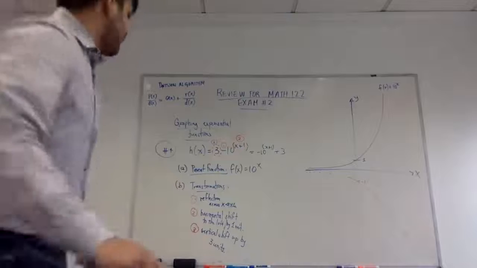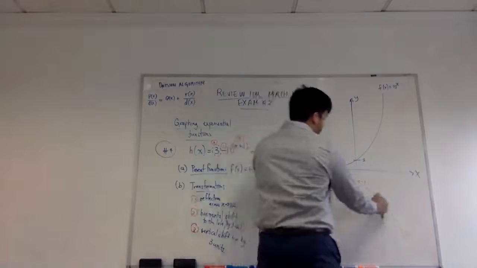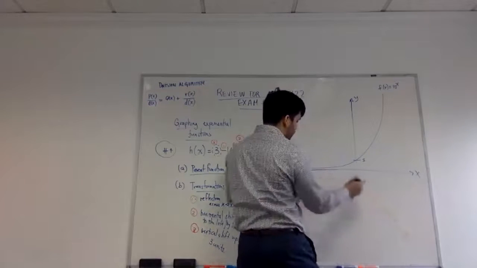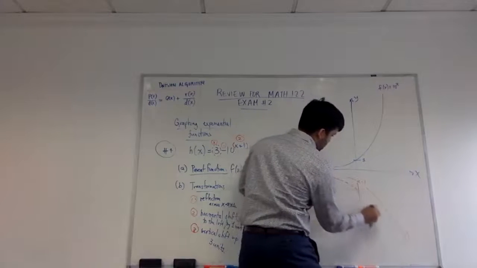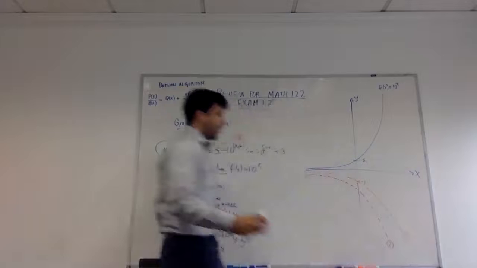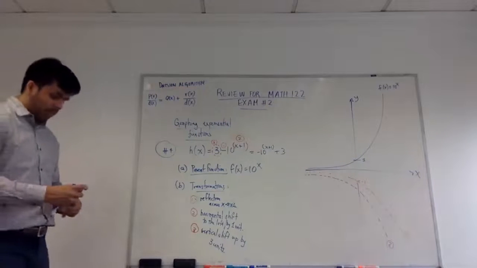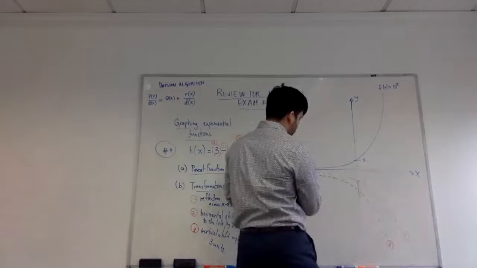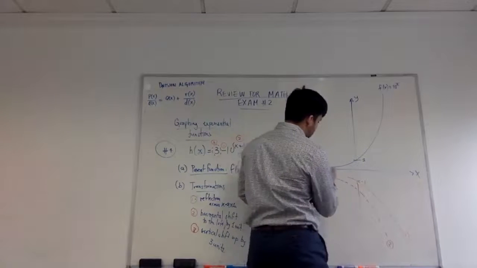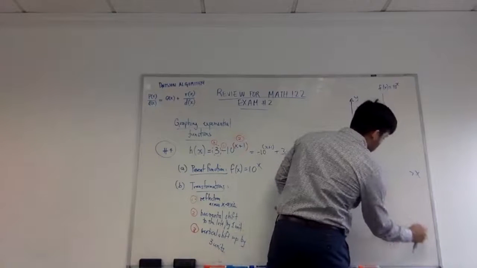So first of all, I forgot to do the second thing. The second thing is I shifted it over to the left by 1. So now this guy is the second transformation. And the last transformation, I have to shift it up by 3. So I'm assuming that I might be crossing it somewhere like this.